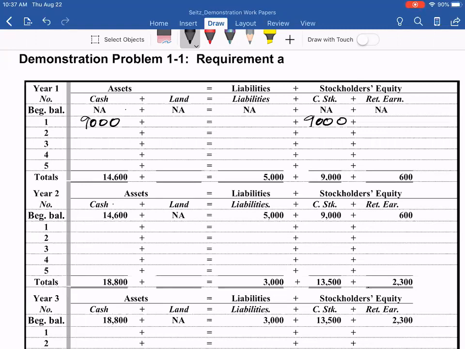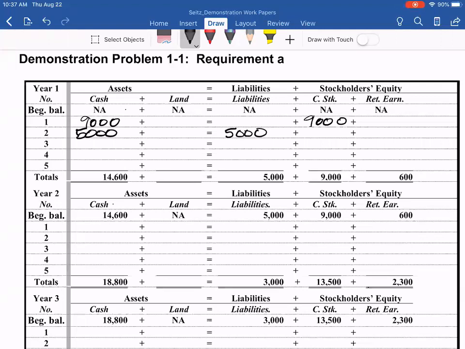The second one for year 1, the company borrowed $5,000 from a bank. Well, what happens whenever you borrow money from the bank? They give you cash, but you also have to give them something in return. And what you're giving them is something like a promise to pay, or a liability. So again, with assets equal liabilities plus stockholders' equity, I received $5,000 in cash. And then I also increased my liabilities by $5,000. And my accounting equation once again balances.